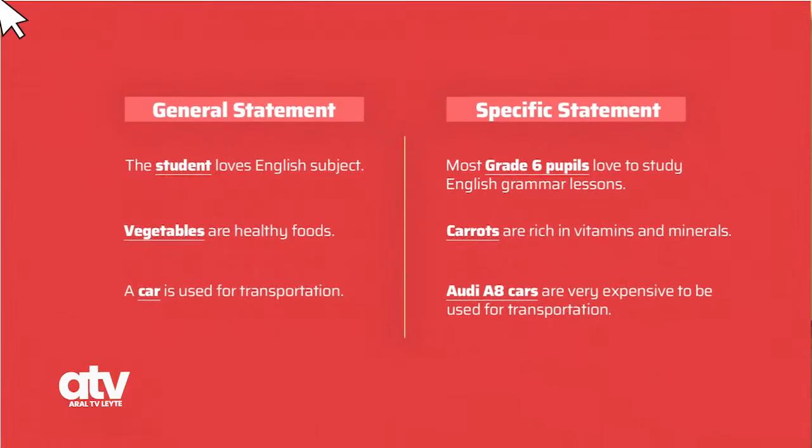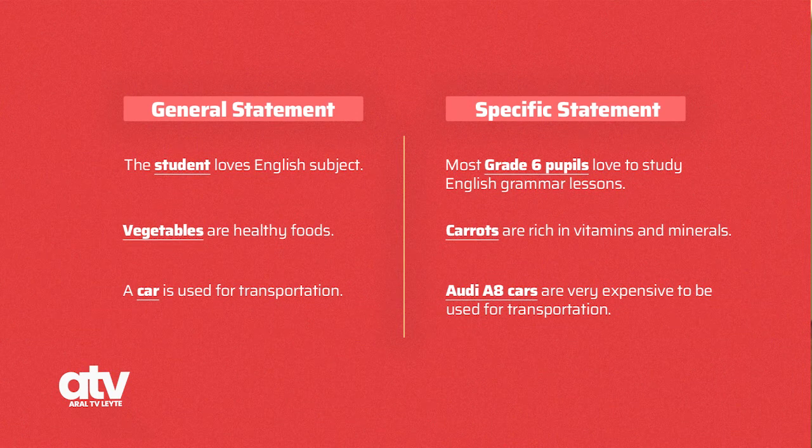Now, I will show you a table showing some examples of general and specific statements. You must observe and take down notes of their difference. Remember, you can distinguish the difference between general and specific statement by simply reading through the sentence and identifying the word or group of words that the details relate to.